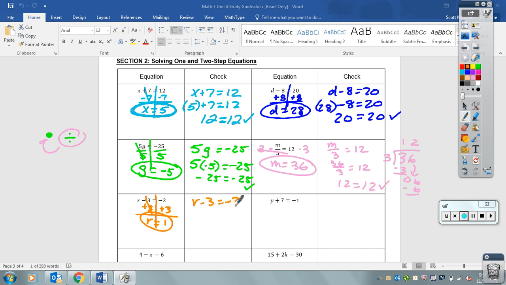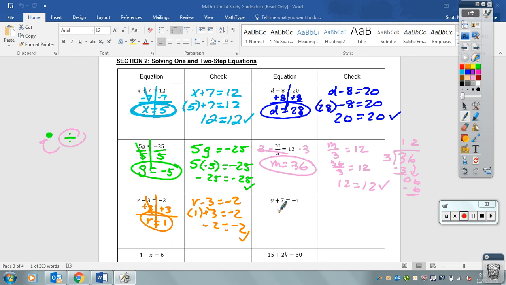Check. r minus 3 equals negative 2. Everything stays the same, except instead of r, we put 1. 1 minus 3. Keep, change, change. They fight. The negatives win by 2. Negative 2 is negative 2. Check. Last one-step for now.